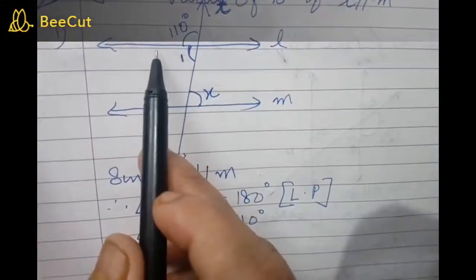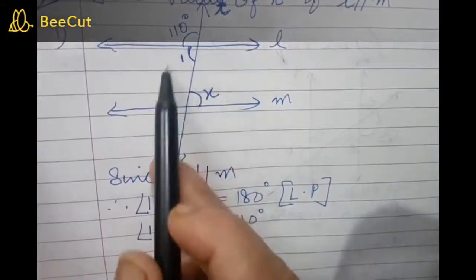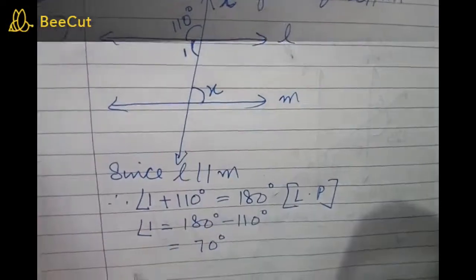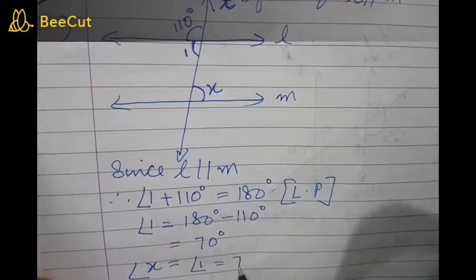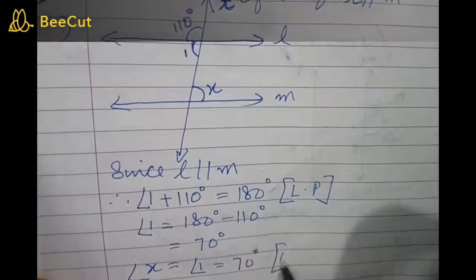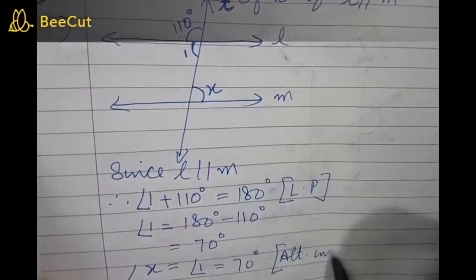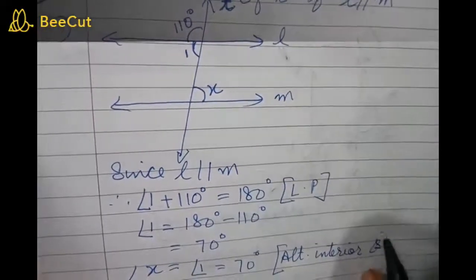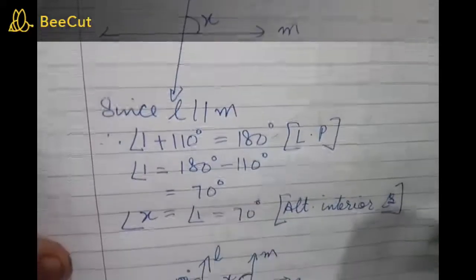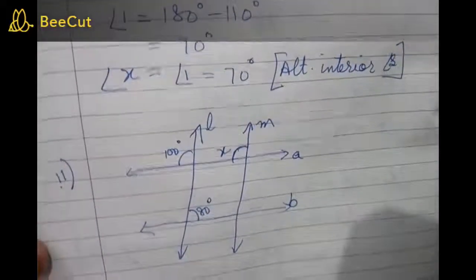Now 1 is on left, this is on right, and interior portion, therefore angle X is equal to angle 1 is equal to 70 degree. Why? Alternate interior angles. So this way you have to do.